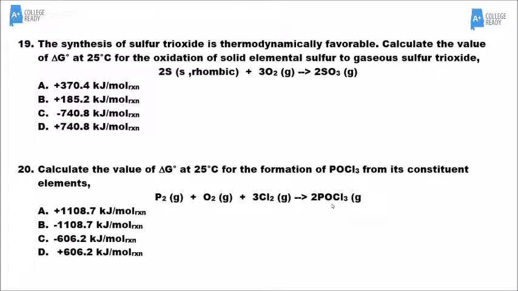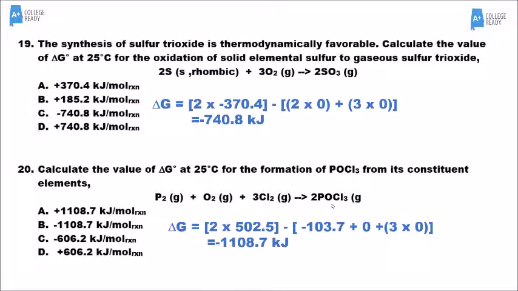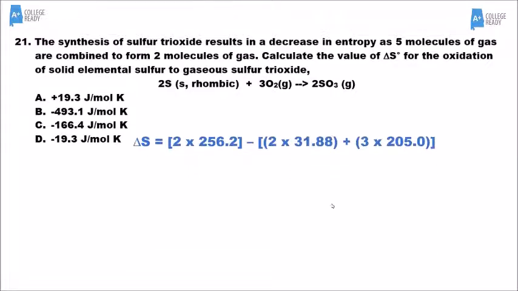Same setup, and you can see this on the sheet with all the equations, but again, it's just products minus reactants, and you get a final answer. And number 20 is again, very same setup, plugging in the numbers, finding the final answer. Number 21 is one more time the practice of the delta S of formation of all the products minus the delta S of formation of all the reactants. And we get the final answer, negative 166.4 joules per mole Kelvin.